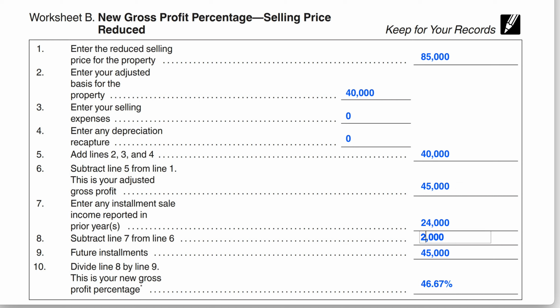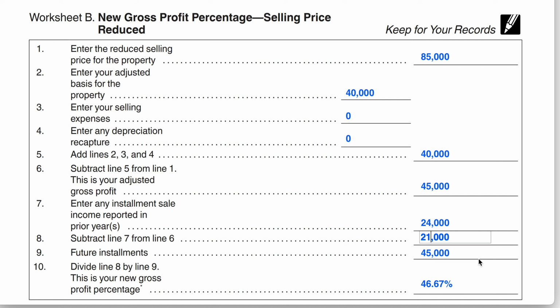And oops, I made a mistake. That should be $21,000. That's the correct difference between $45,000 and $24,000. So the future installments are $45,000 because that's 3 years at $15,000 each. So we still have $21,000 worth of profit left over. We divide the $21,000 by the $45,000, and we come to a new profit percentage that is 46.67%.